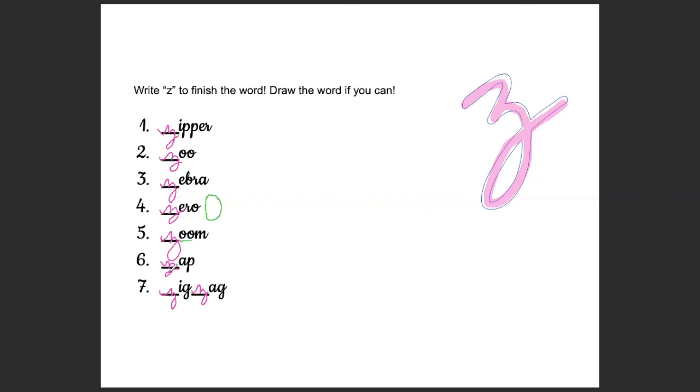The next word is zap. Zap. What can you draw to zap something? If you zap something.